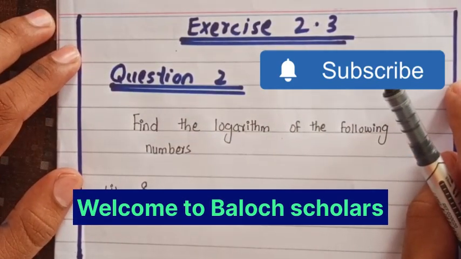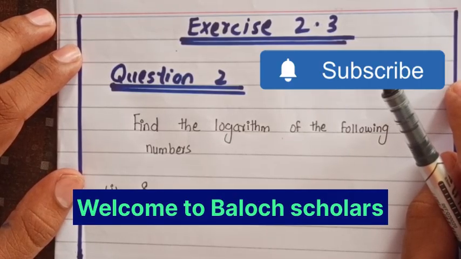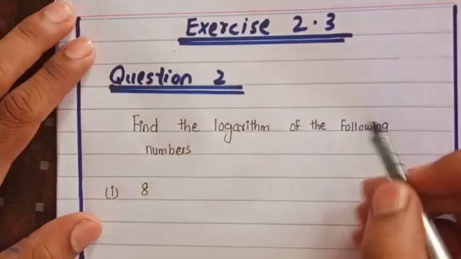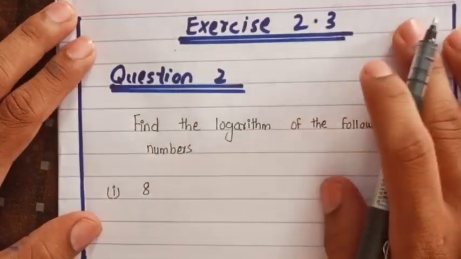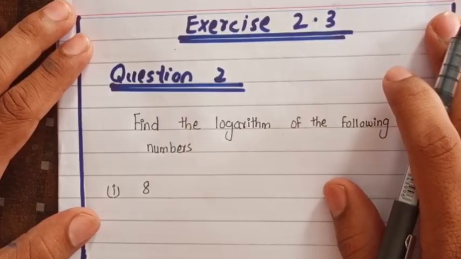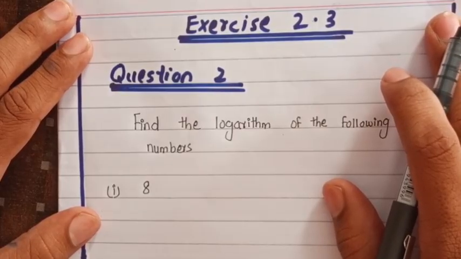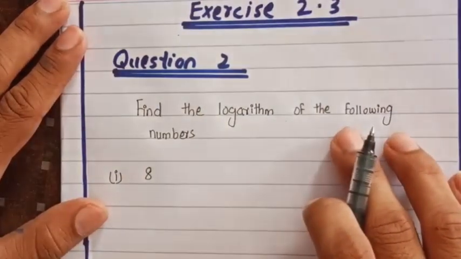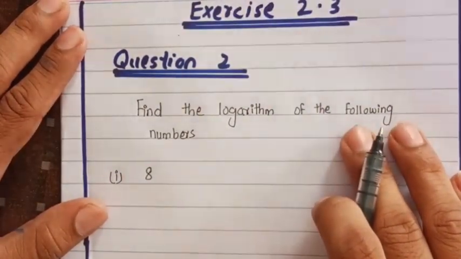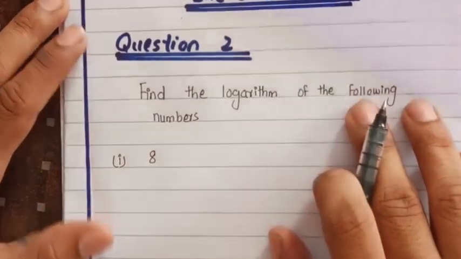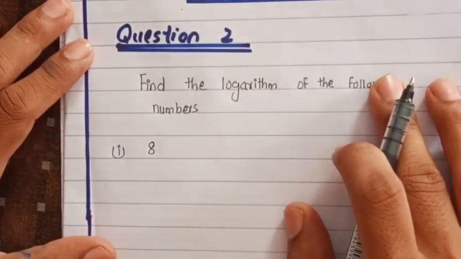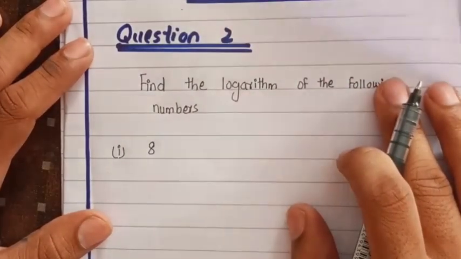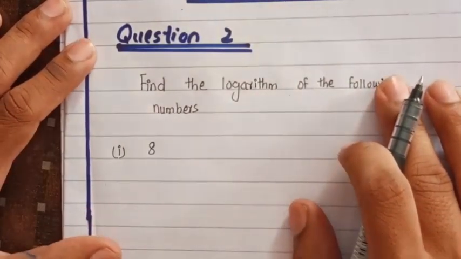So today I'm starting question number 2 of exercise 2.3. Question number 2 is: find the logarithm of the following numbers. In question number 1, I was supposed to find out the characteristics of the following logarithms. So here I will also find the characteristic and mantissa of both, okay? Then I will find the logarithm of the numbers. For finding out the logarithm, I need to use the calculator or the logarithmic table, okay?